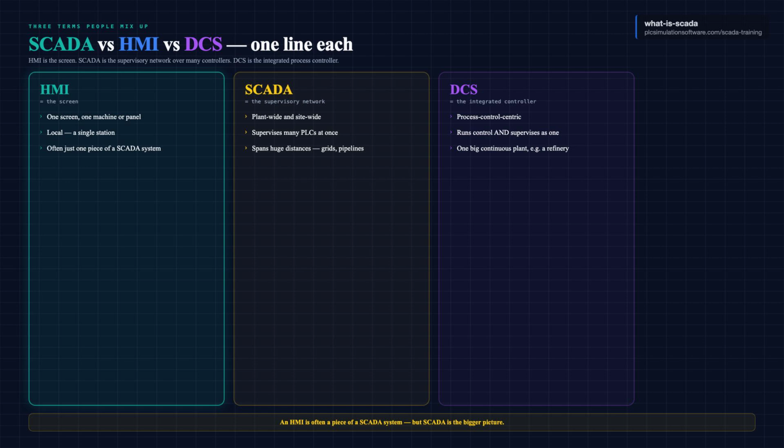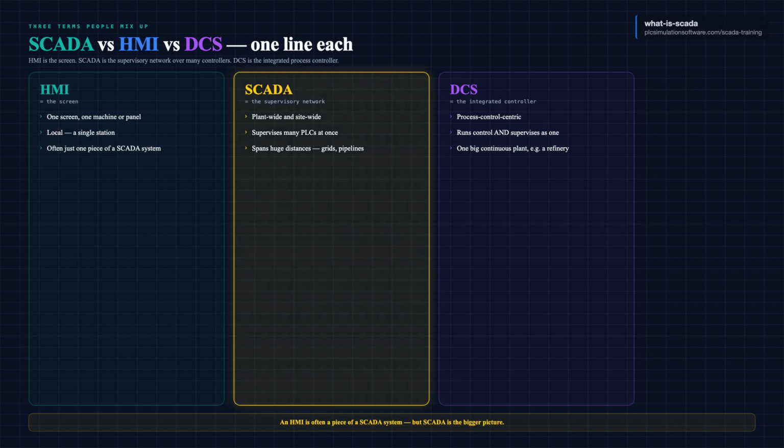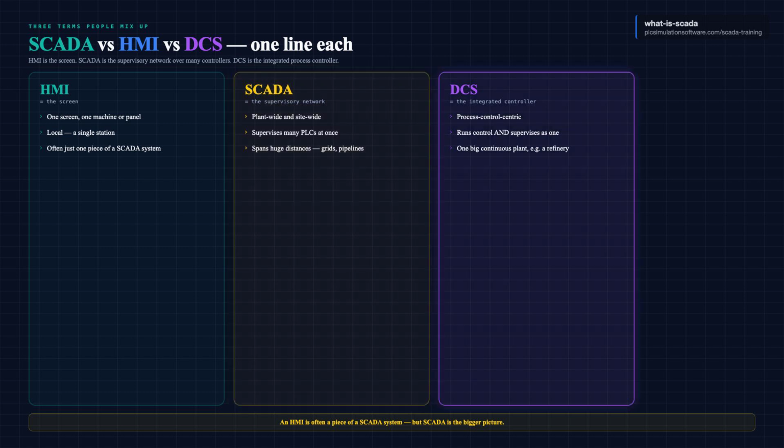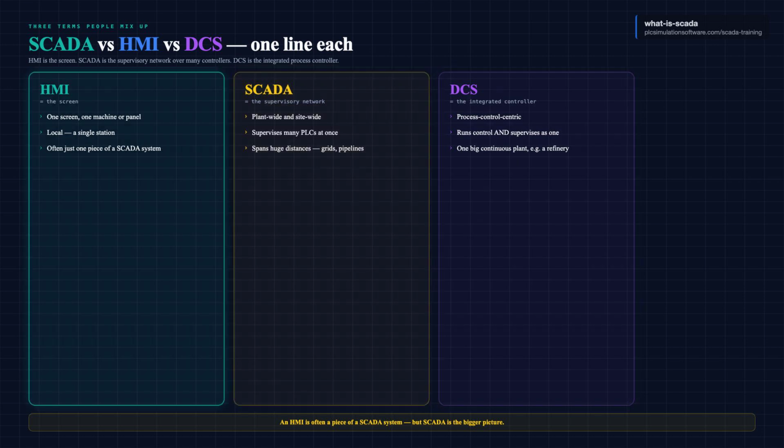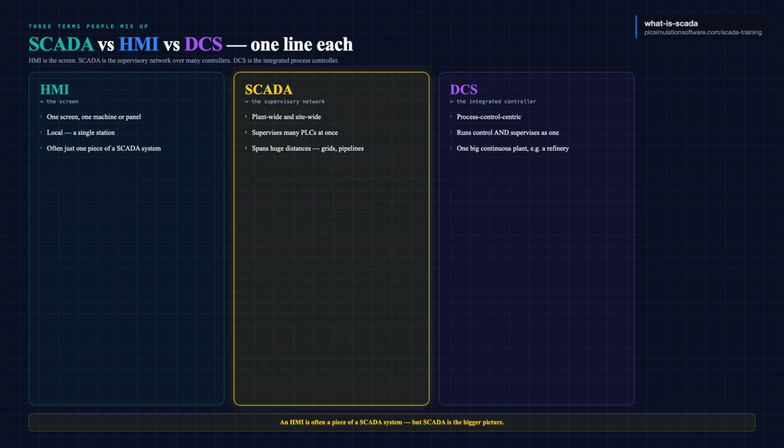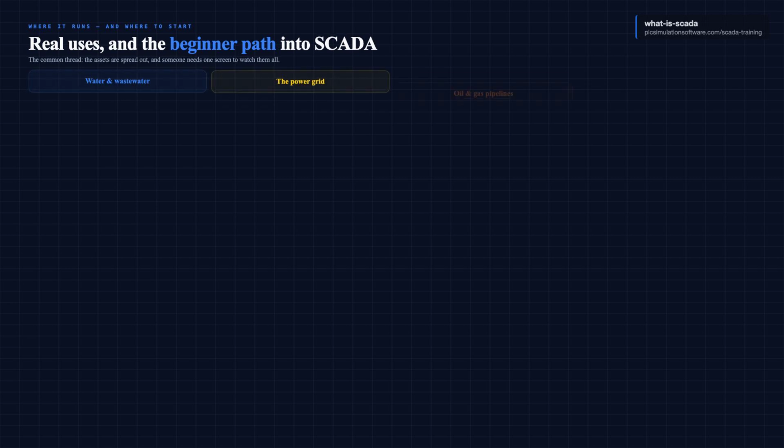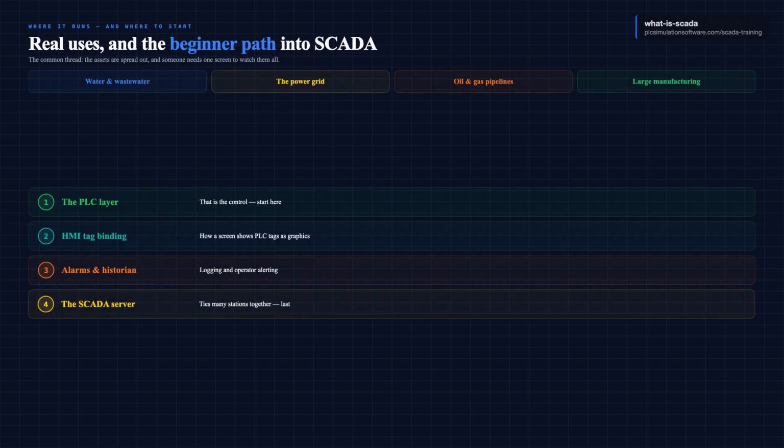So, in a sentence each, HMI is the screen. SCADA is the supervisory network over many controllers. DCS is the integrated process controller. An HMI is often a piece of a SCADA system, but SCADA is the bigger picture.